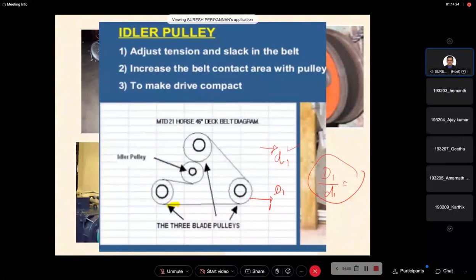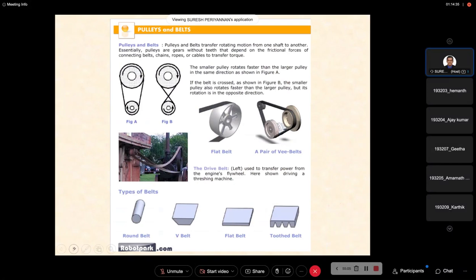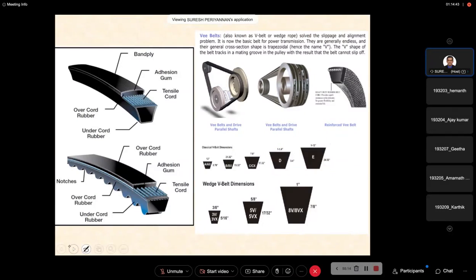Now I just recap some of the information we already discussed. Idler pulley, I already told that. Now I stop it here. Slowly we move to the next content. Tomorrow's class we have 10 to 11.